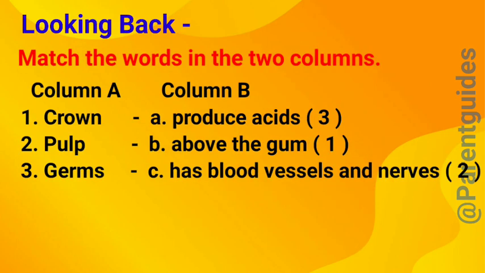Looking back, match the words in the two columns. 1. Crown, above the gum. 2. Pulp, has blood vessels and nerves. 3. Germs, produce acids.